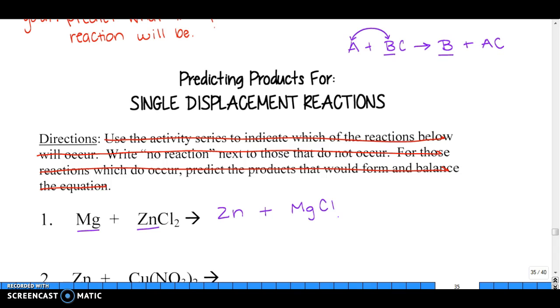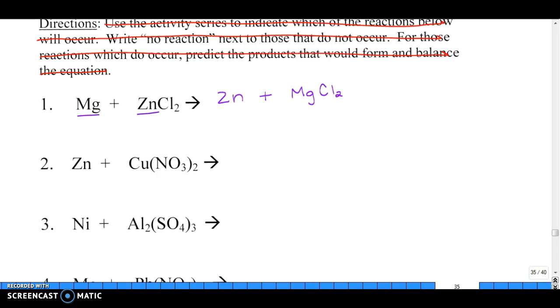However, it's not that simple. Because we're writing the formula of an ionic compound, we need to recall that the charges, magnesium being a positive 2 and chlorine being a negative 1, must balance out to 0. So we need 2 chlorines. Magnesium chloride is going to be one of our products in this single displacement reaction. Let's take a look at the second example.